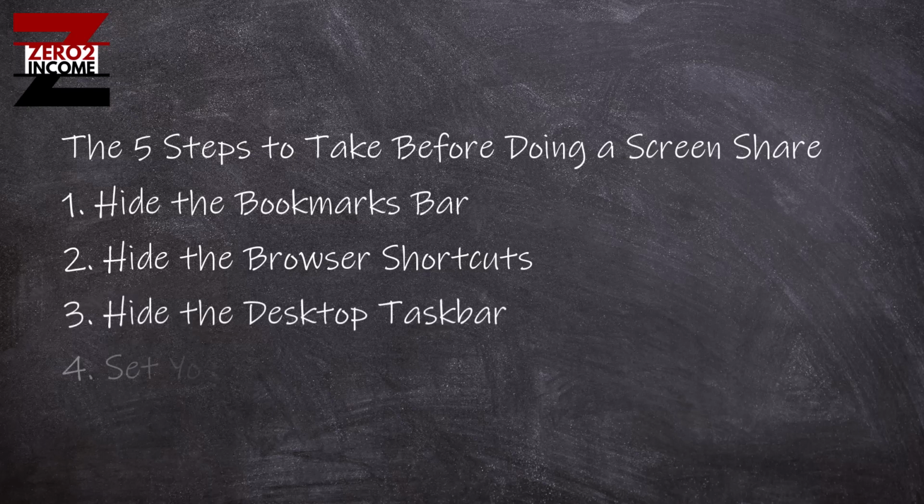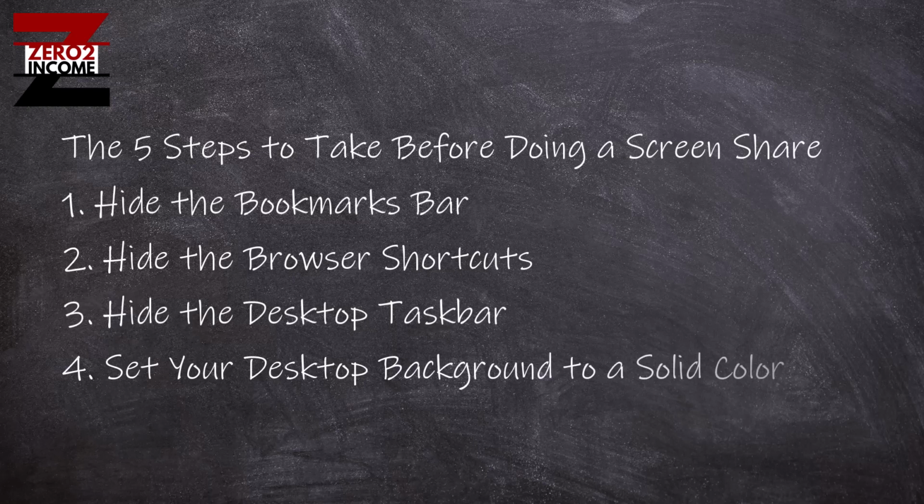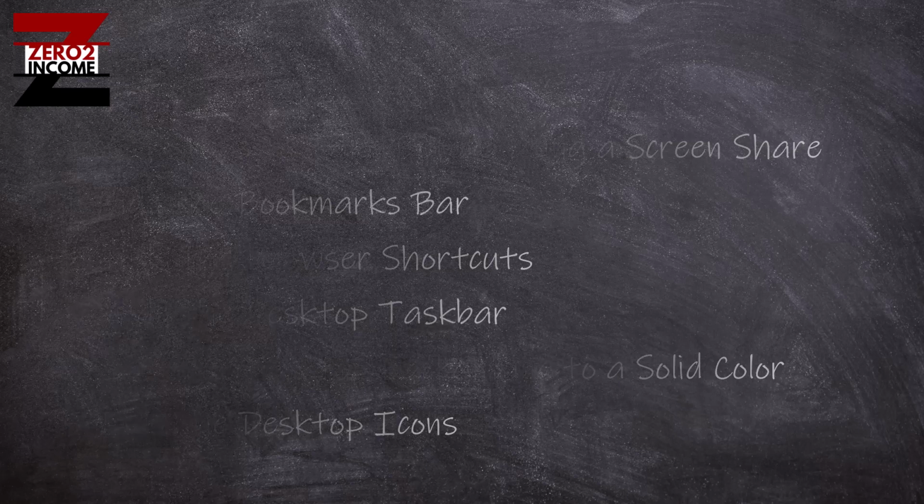And after you have the desktop taskbar all hidden, you want to set your desktop background to a solid color. Lastly, you want to hide all of the desktop icons. Once you have those 5 things done, you now have a crisp, clean interface that you can use for your desktop presentation. So, with that being said, let's go ahead and jump in and I'm going to walk through these steps for you.